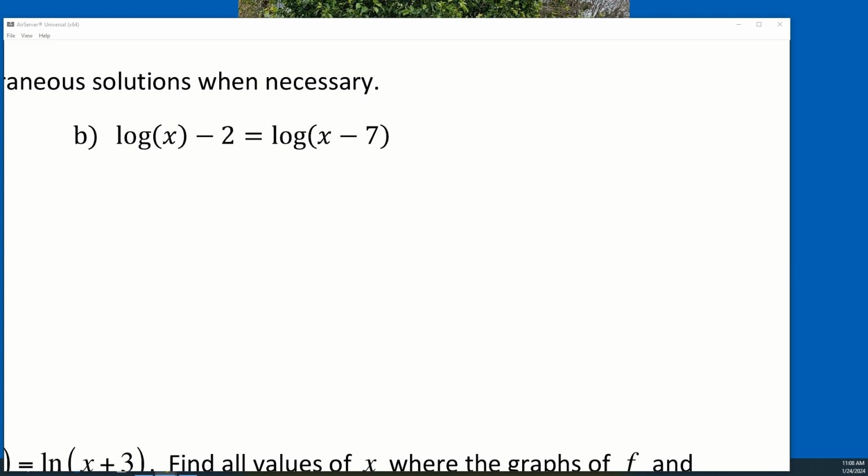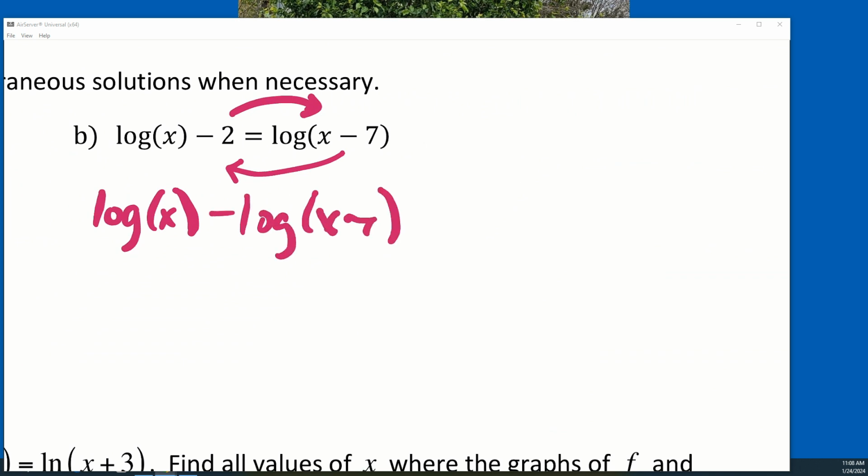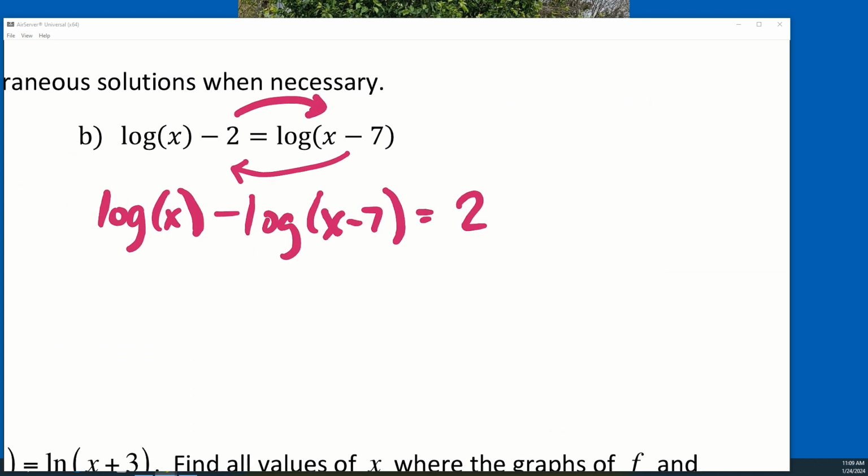What I would probably do is move the 2 over by itself and move the logarithm over here. So you would have log of x minus log of x minus 7 equals 2. The other thing you could do is write 2 as a log. What's the base of just log? 10. So I wouldn't recommend that you do this, but you could write 2 as log base 10 of 100, and then you could bring them together using division. Either way, I think this way is a little bit easier.